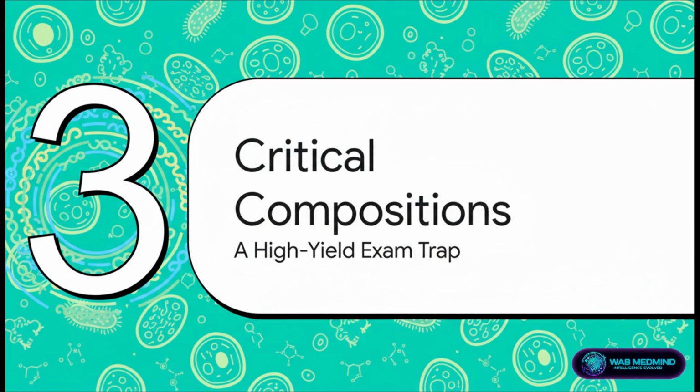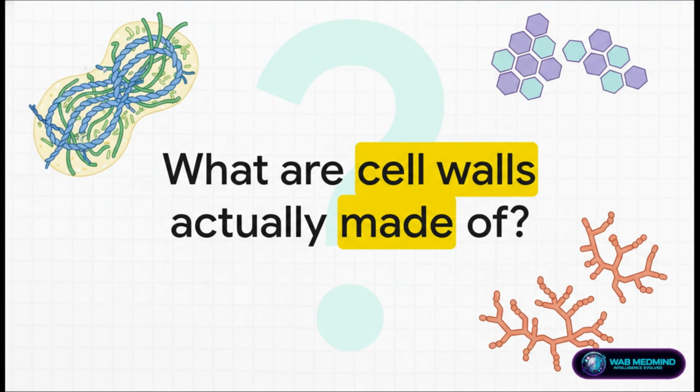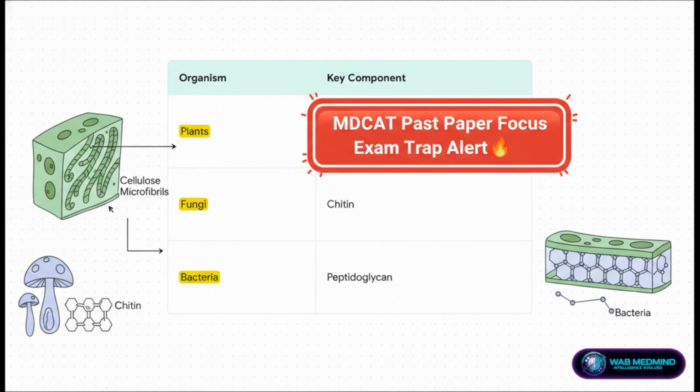Okay, I need your full attention for section 3. We're about to cover the critical chemical compositions. Seriously, this is a high-yield exam trap where a lot of students unfortunately lose marks. Let's make sure you're not one of them. So the big question is, what are these walls actually made of? Well, the answer changes depending on which organism you're talking about, and that's exactly where the exam will try to trick you. This table right here is pure gold for the MDCAT.